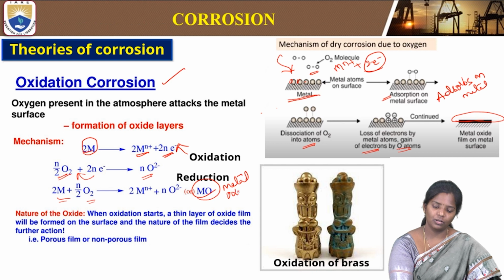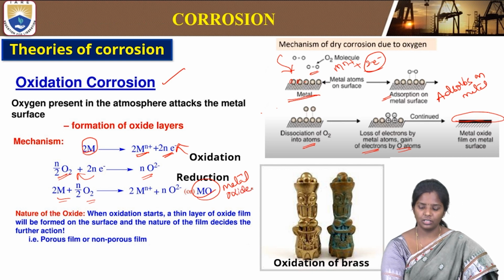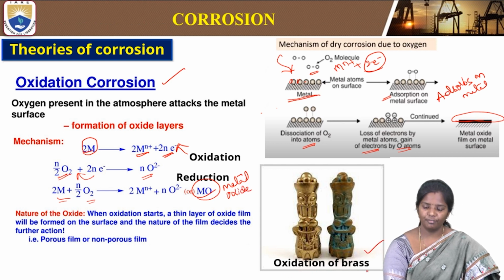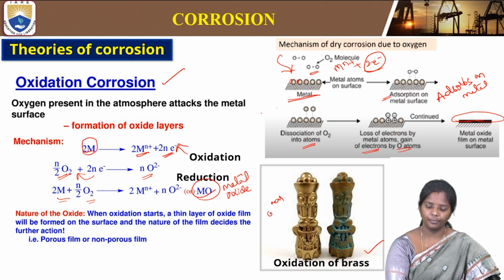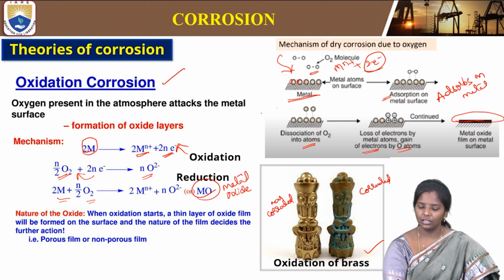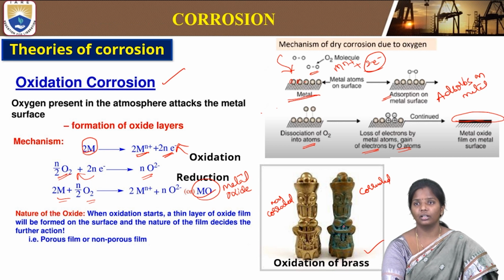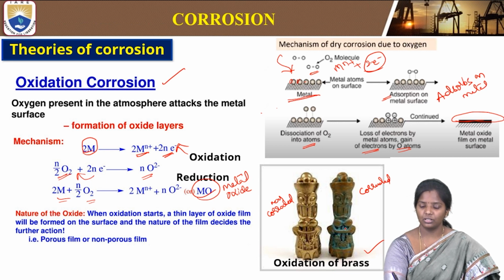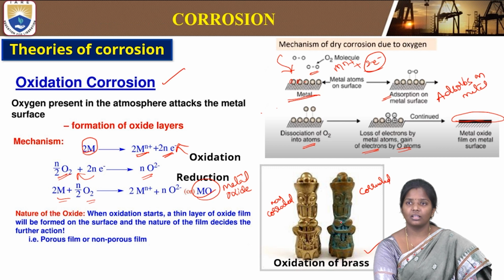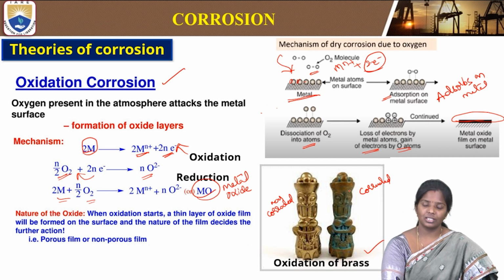Layer. So this is some example. Oxidation of brass. Without corrosion, this is non-corroded metal. This is corroded. As we see, there is some greenish or bluish-green colored deposition on the brass, which is nothing but the oxide layer.